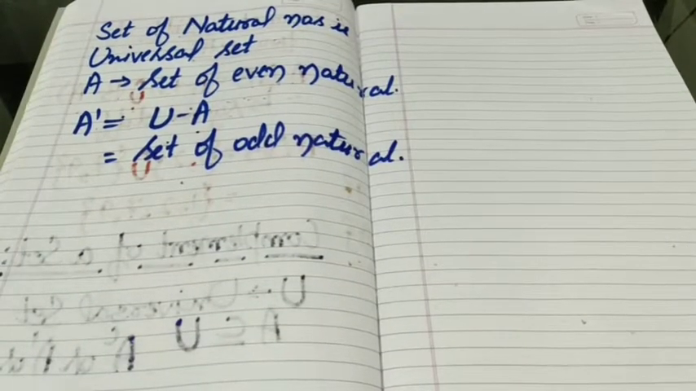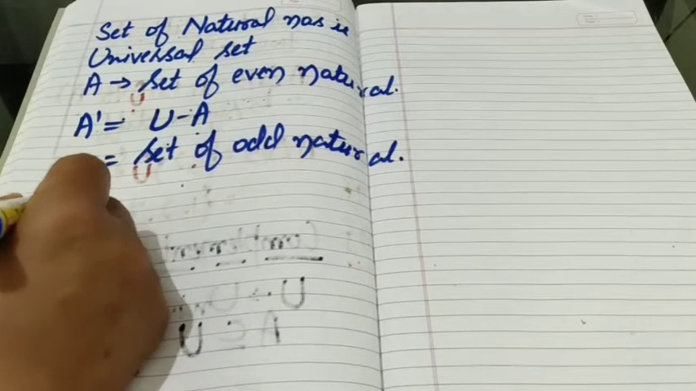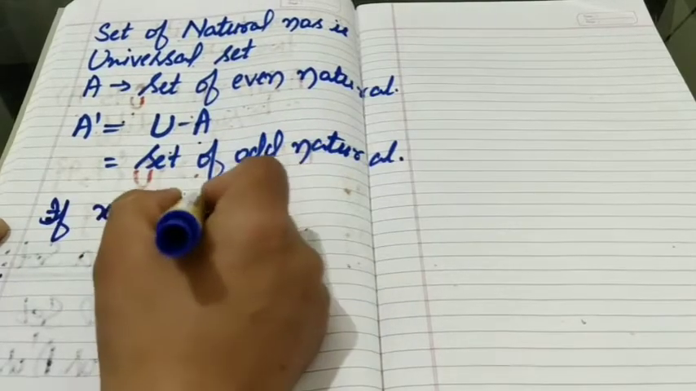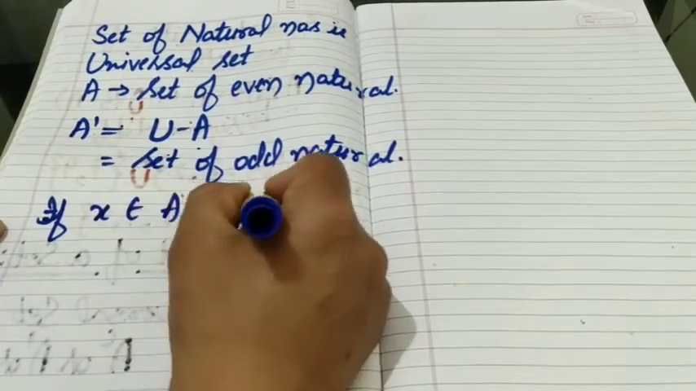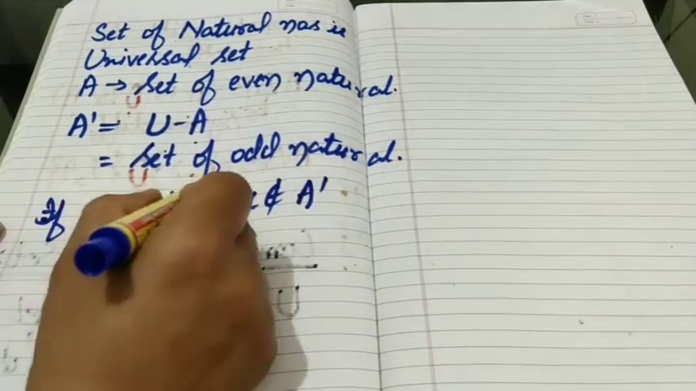Or we can understand this thing by, if X belongs to set A, then X doesn't belong to A complement and vice versa.